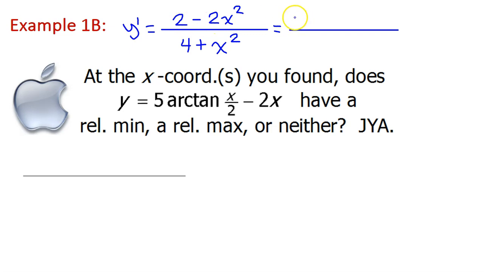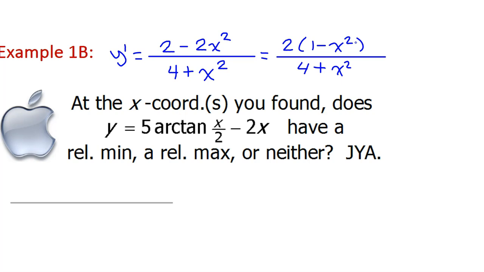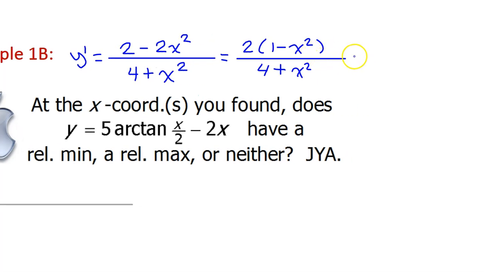2 can factor out, it's a GCF. That will leave 2 times 1 minus x squared. Hopefully you now recognize 1 minus x squared as the difference of 2 squares, which can be factored even more. So this will factor further as 1 plus x times 1 minus x. So this is the version that I will use to build my sign chart.